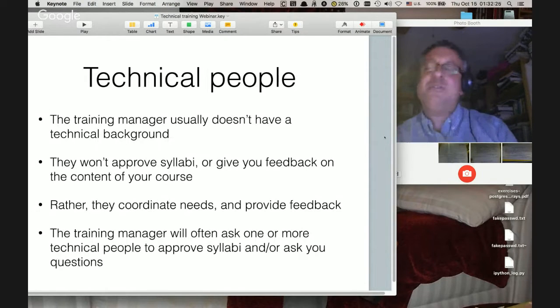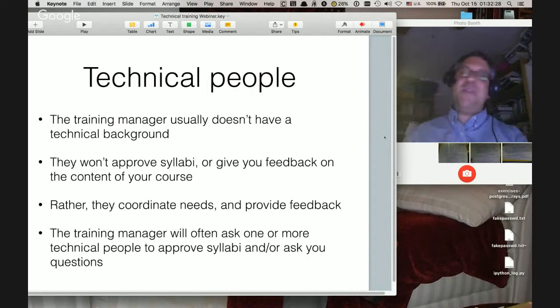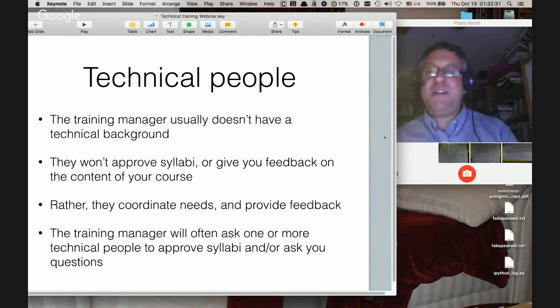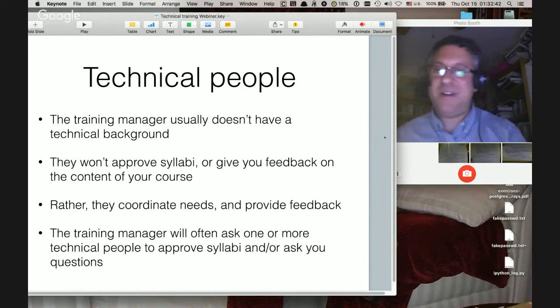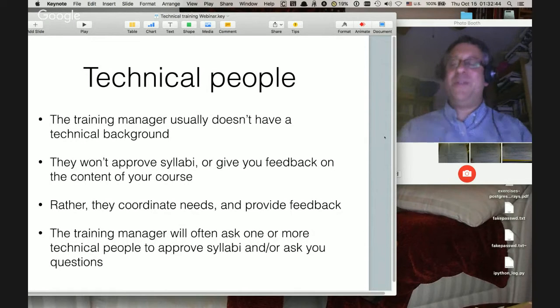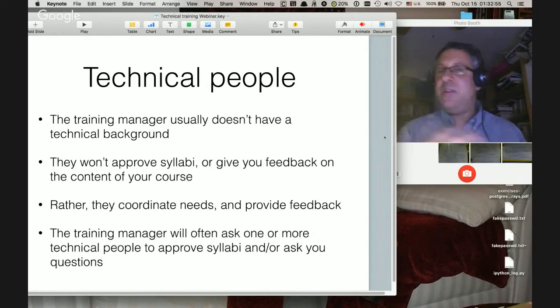But the training manager is not technical, as I said, which means they can't really approve a syllabus, and they can't give you feedback on the content of your course. So they're going to act as a coordinator. So you talk to them and you say, listen, I am giving this course in, I don't know, Haskell, right? To pick something that no one's giving a course in at any company that I know of, perhaps for good reason. So I want to give a course in Haskell. And the training manager says, oh, interesting, let me check to see if there's a need for that. And they'll go check, and they'll come back to you and say, well, we do, but we need it in this and this and this. And you negotiate, you go back and forth. And very often you'll have a conference call between the training manager, a technical person, and you to figure out what should be in the syllabus.